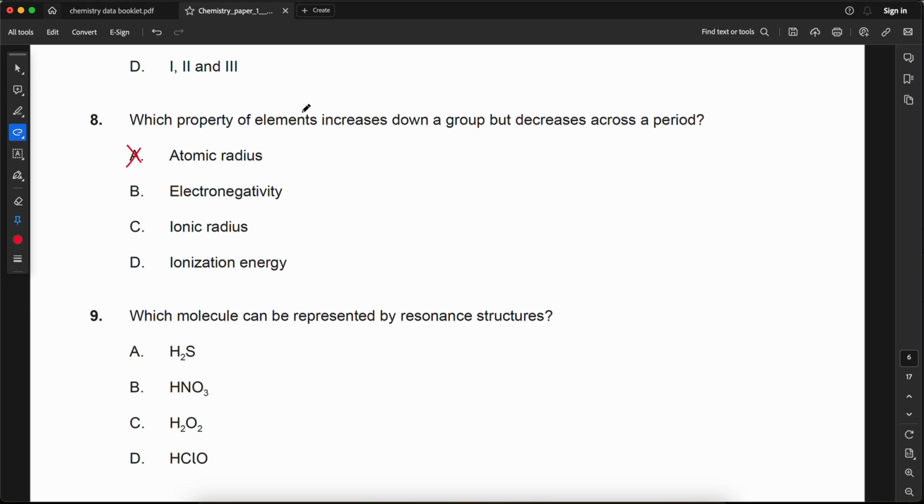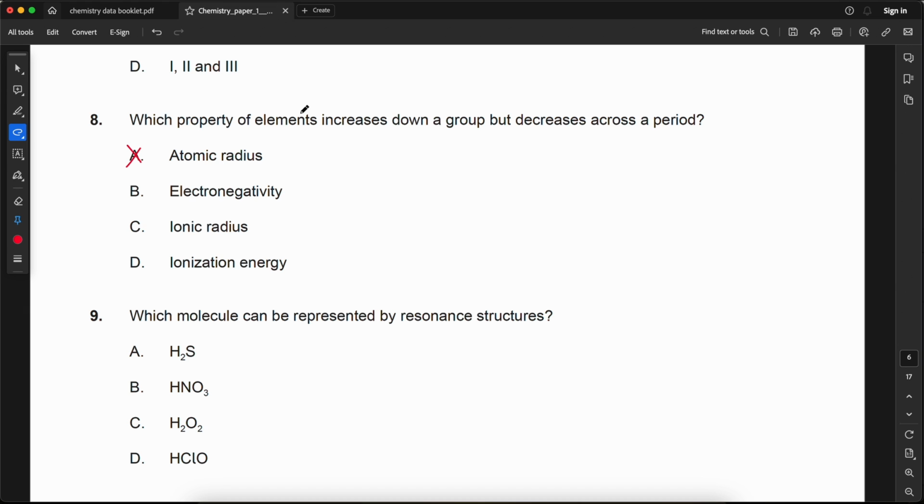For ionic radius, because the number of electrons will increase and the number of shells will increase, and then it becomes an ion, so adding more electrons, the ionic radius will also increase. But for the ionization energy, because the atomic radius increases, it will be easier to remove the electrons. So ionization energy, when it goes down a group, will decrease.